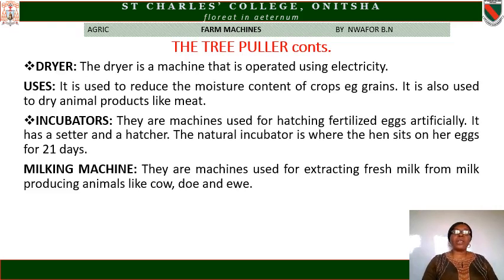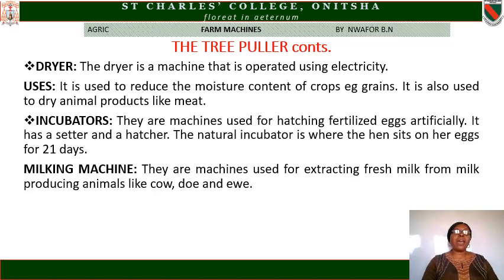It is used to reduce the moisture content of crops. You know that there are crops that have high moisture content and as a result cannot be stored immediately after harvesting. So they must be dried for them to stay long. The dryer as a machine is good at that.